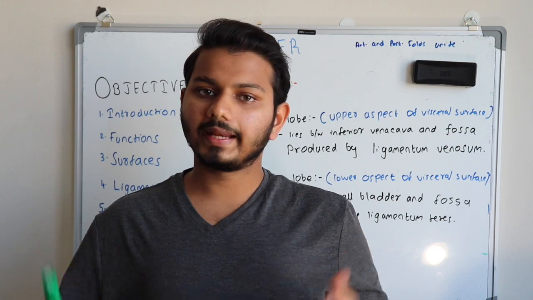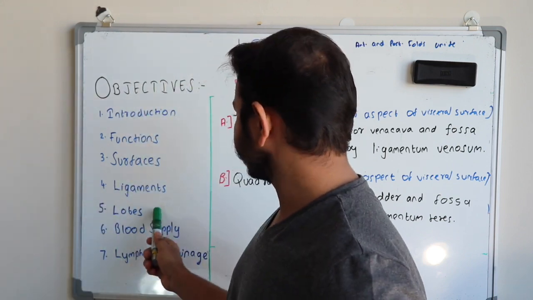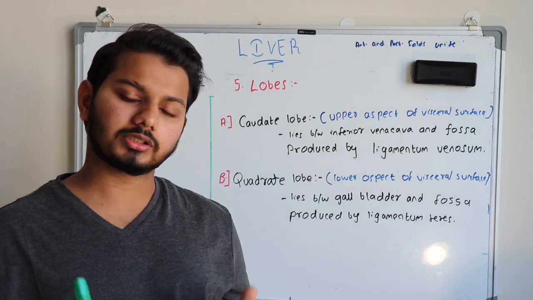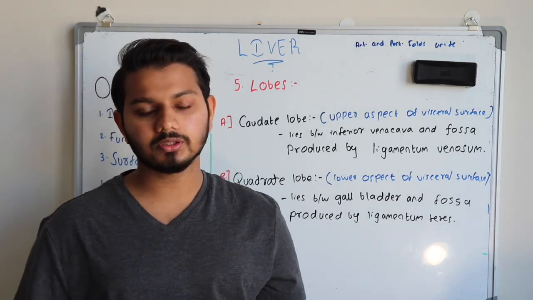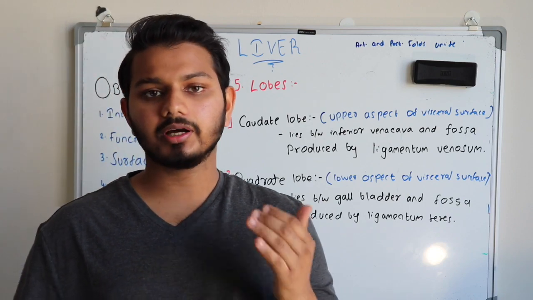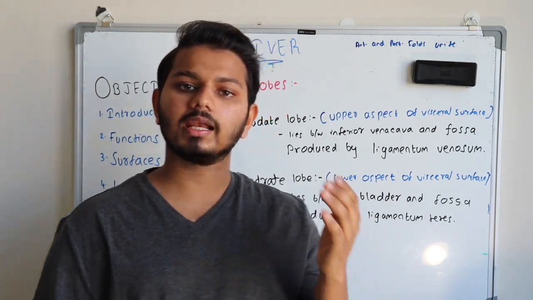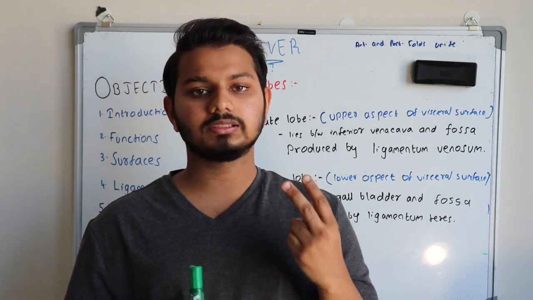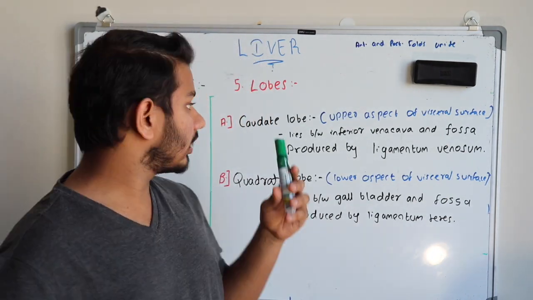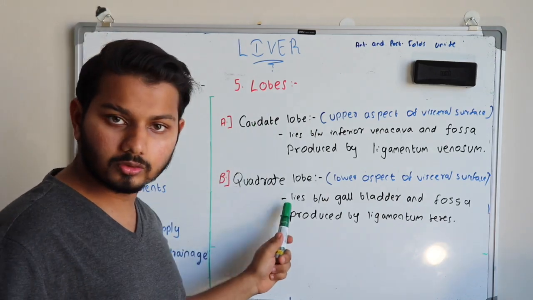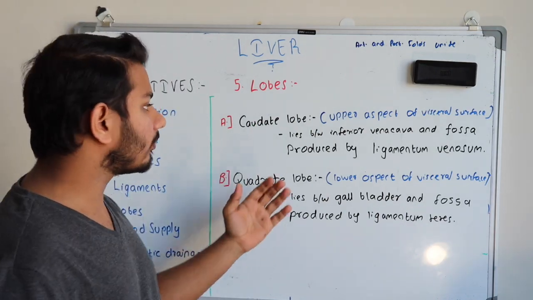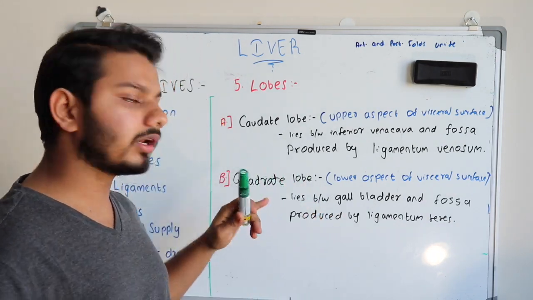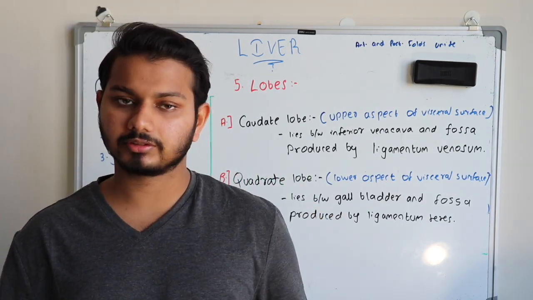So the next objective is lobes. The liver is covered by a fibrous structure known as Glisson's capsule. It divides the liver into right and left lobe. This right lobe again divides into two accessory lobes. They are caudate lobe and quadrate lobe. This caudate lobe is upper aspect of visceral surface, whereas quadrate lobe is the lower aspect of visceral surface.